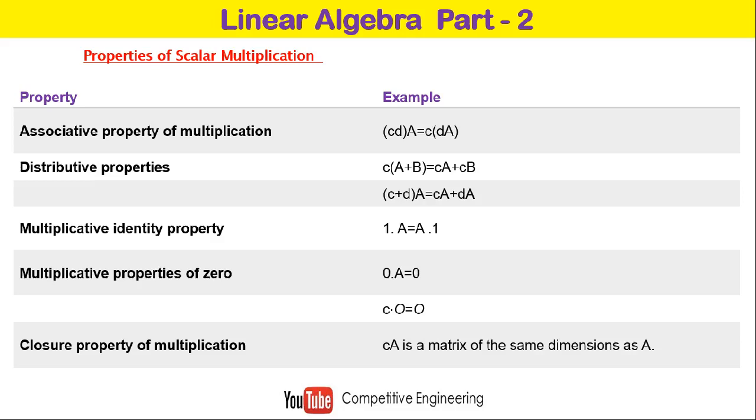So the multiplicative identity property: 1 into A equals A into 1, or I into A equals A into I. We can also write it like that. Then the multiplicative property of 0: 0 into A equals 0, and C into O, where O is the null matrix, is equal to O itself. Closure property of multiplication: CA is a matrix of the same dimensions as A. So A is an m by n matrix and we multiply it with a scalar C. Whatever the value of C, after multiplication we will get a matrix of order m by n.